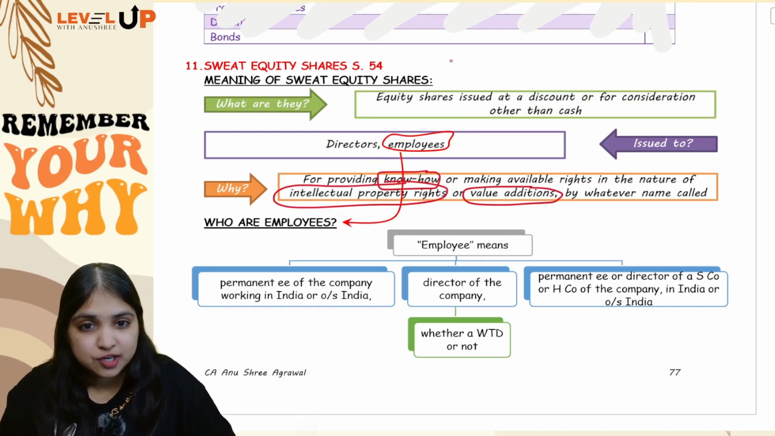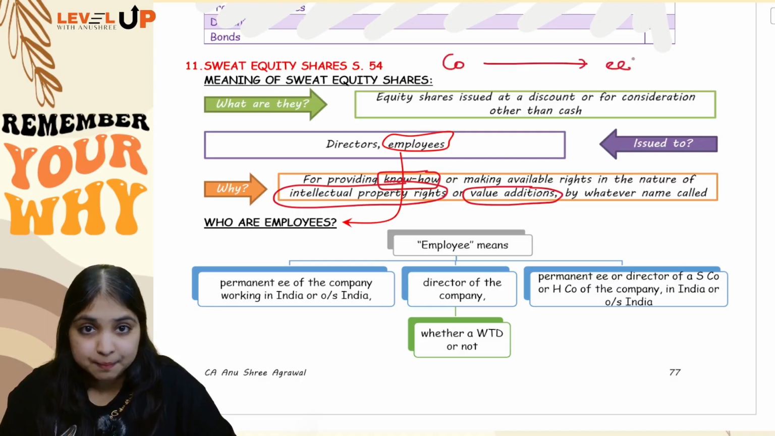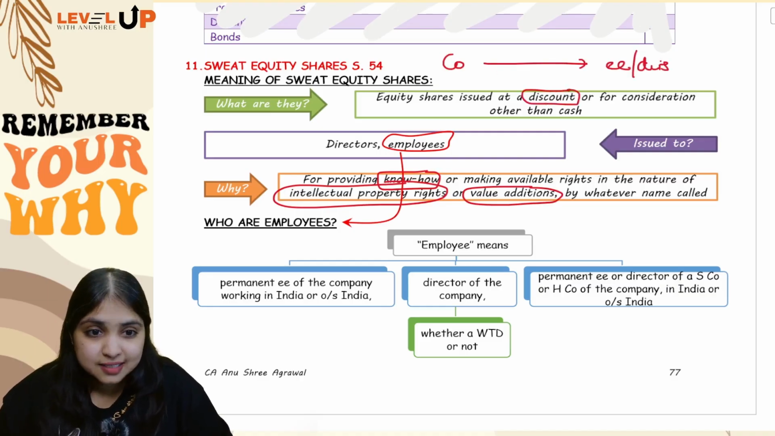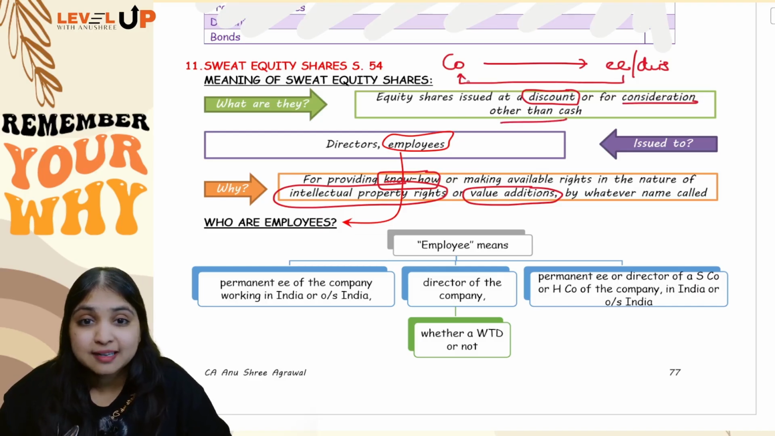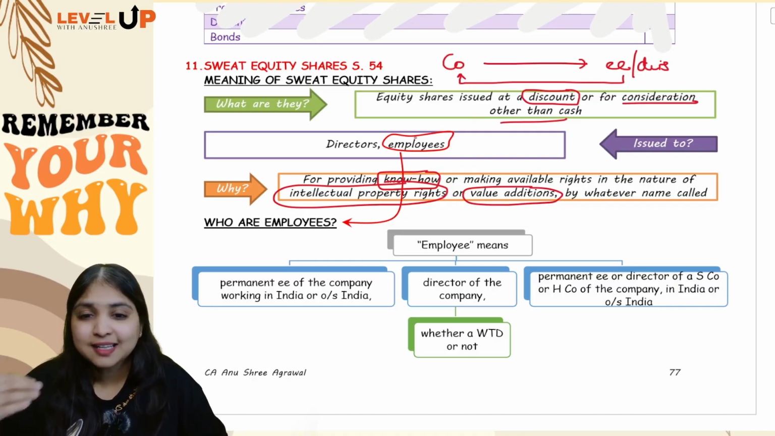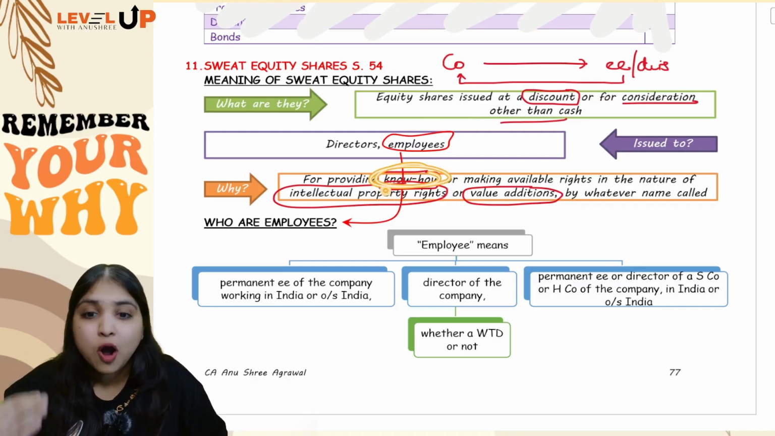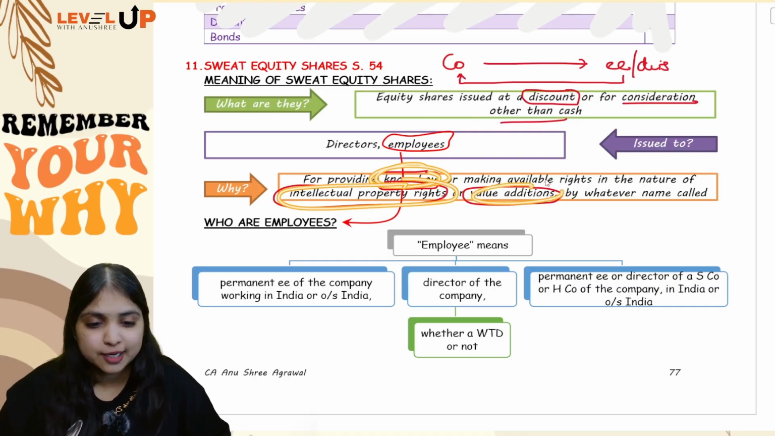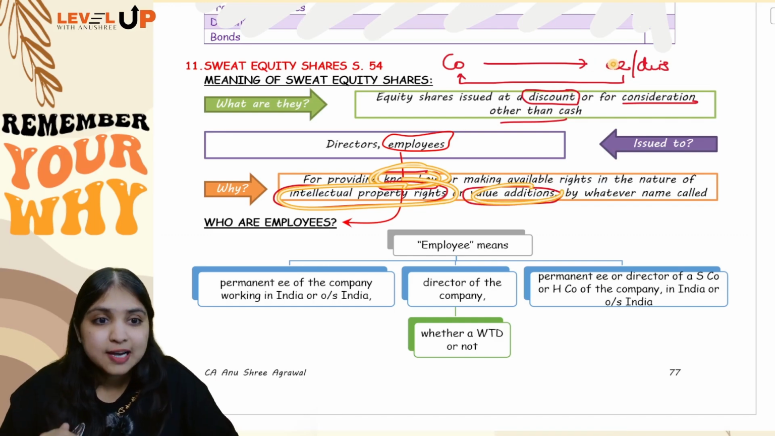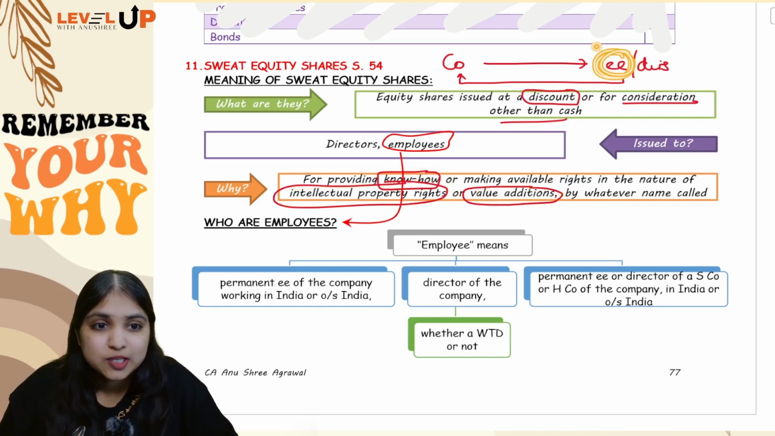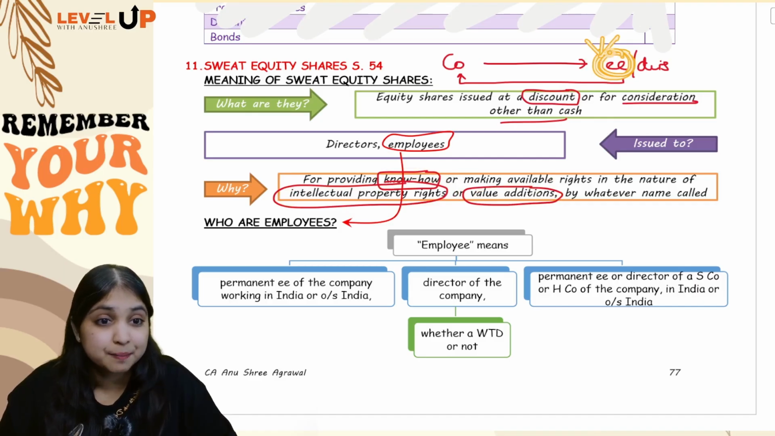So in sweat equity shares, the company is giving to the employees or to the directors equity shares either at a discount or for consideration other than cash. And what are the employees or directors giving in return to the company? Either they are giving know-how or intellectual property rights or value additions by whatever name called.